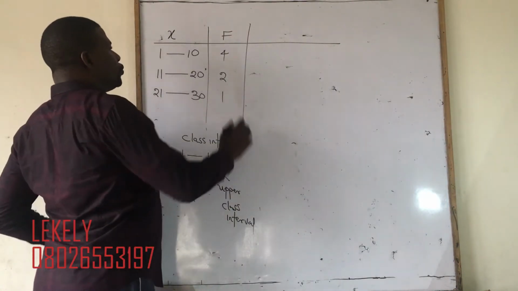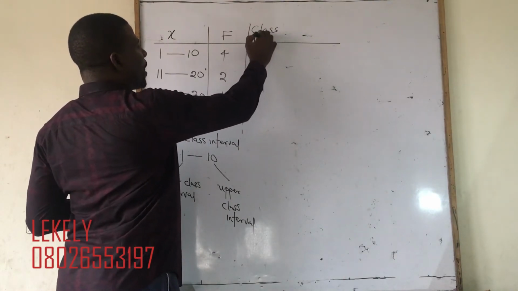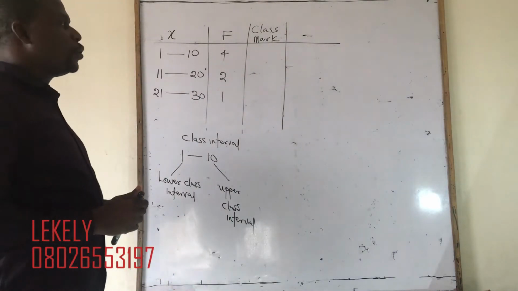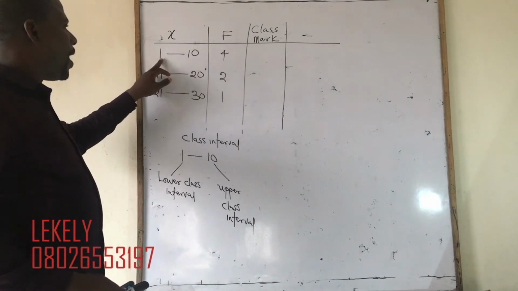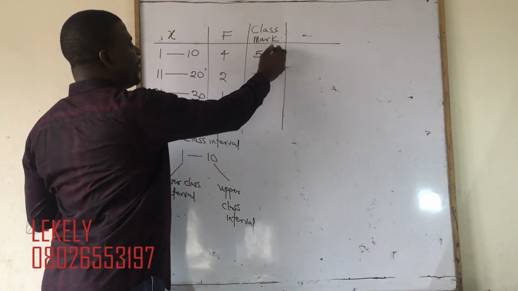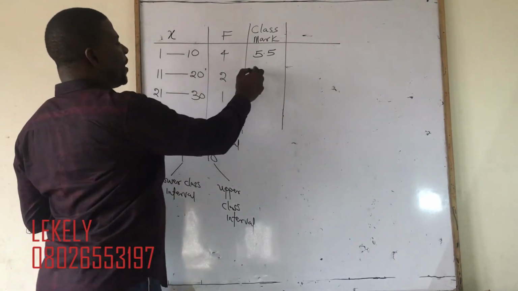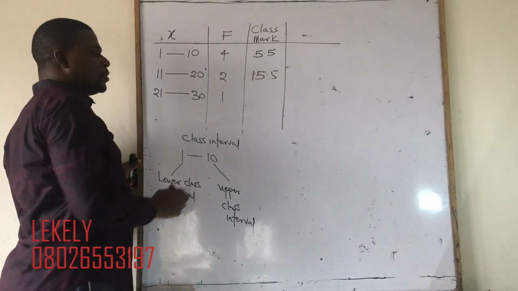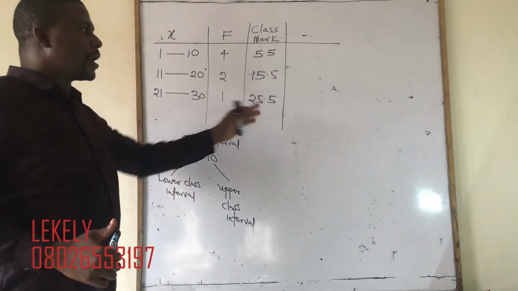Then you can now find class mark. Class mark means that you will add the two numbers together and divide by 2. 1 plus 10 is 11. Divided by 2 is 5.5. 11 plus 20, that is 31. Divided by 2, 15.5. 21 plus 30, that is 51. Divided by 2, 25.5. So these are what we call class mark.